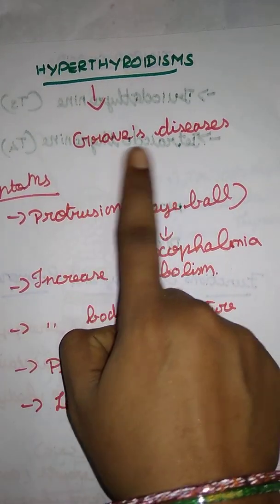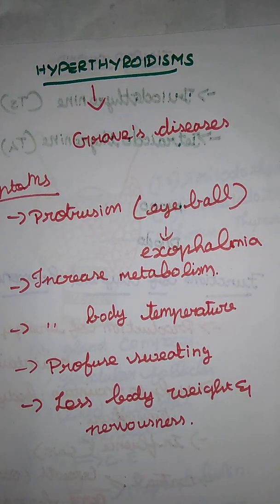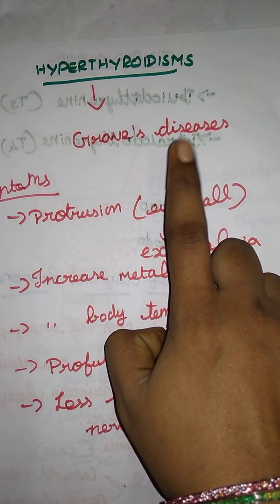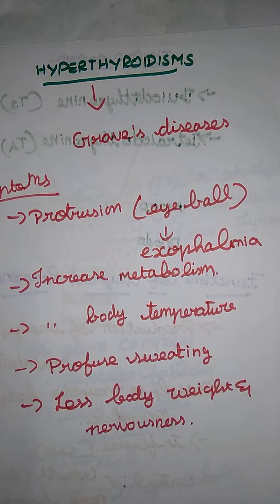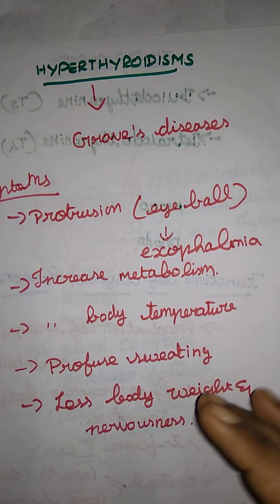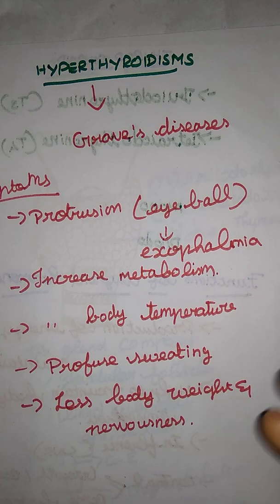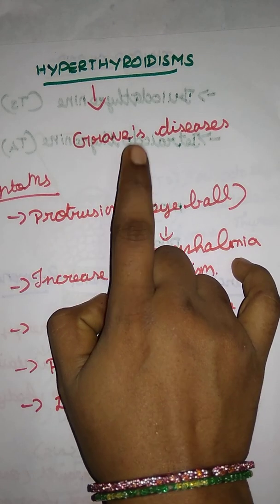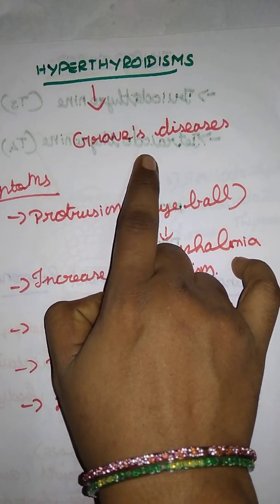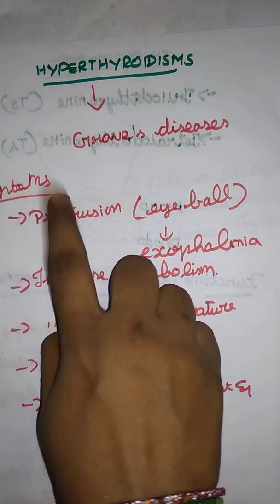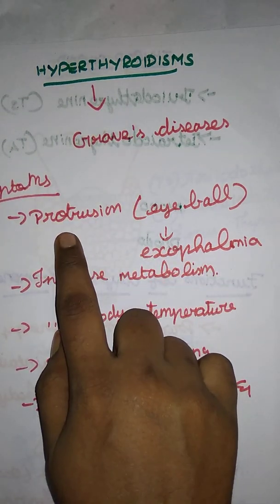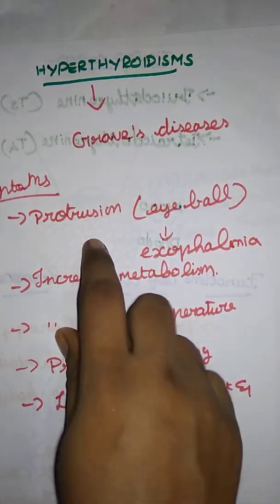Here the first one, hyperthyroidism, that is Grave's disease. Grave's disease is an autoimmune disorder. Autoimmune disorder, as you know, immune disorder, right? It is the autoimmune disorder. We commonly know that is the scientific name of Grave's disease. Here are some symptoms of Grave's disease.